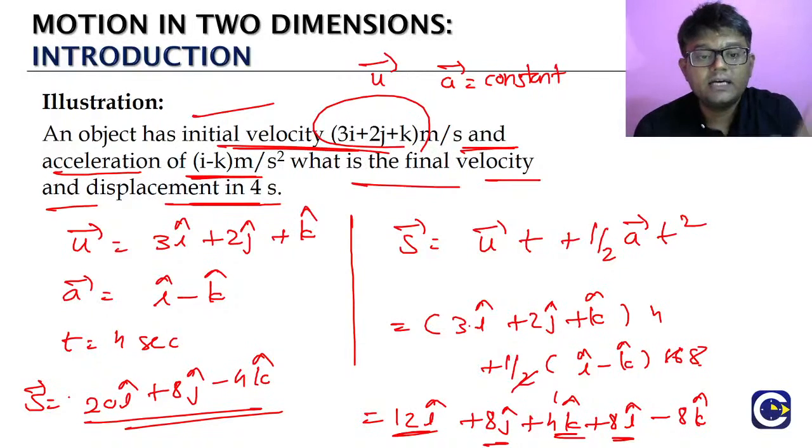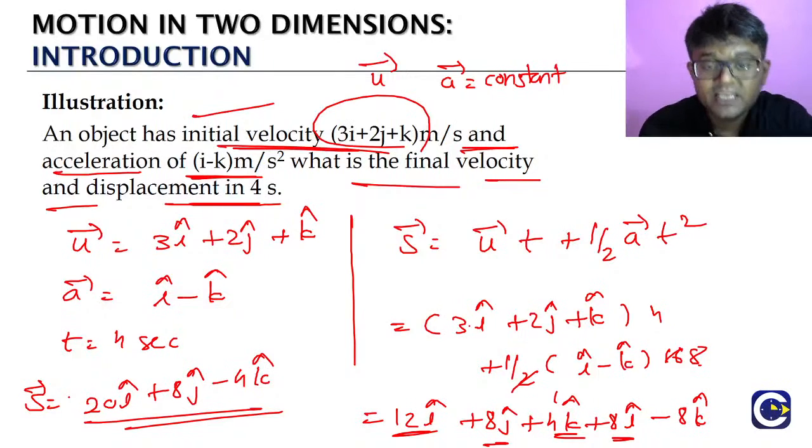So this is the approach that we have to take for general 2D motion or general 3D motion. You can see this is 3D, because look at the initial velocity, it has an i component, j component, k component. It means it is general 3-dimensional motion. So it's a very simple approach.